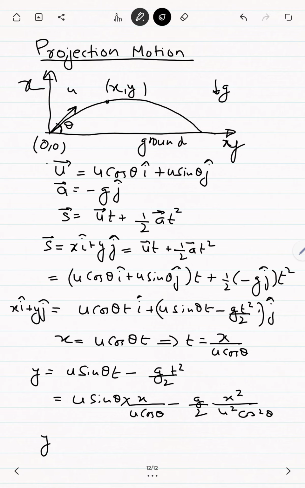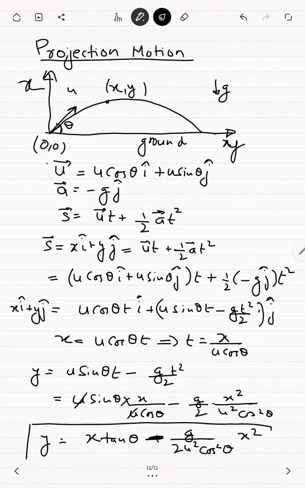So y is equal to, here u and u got cancelled, so it is equal to x tan theta minus g upon 2u square cos square theta into x square. So this is your equation of projectile motion. Thank you.